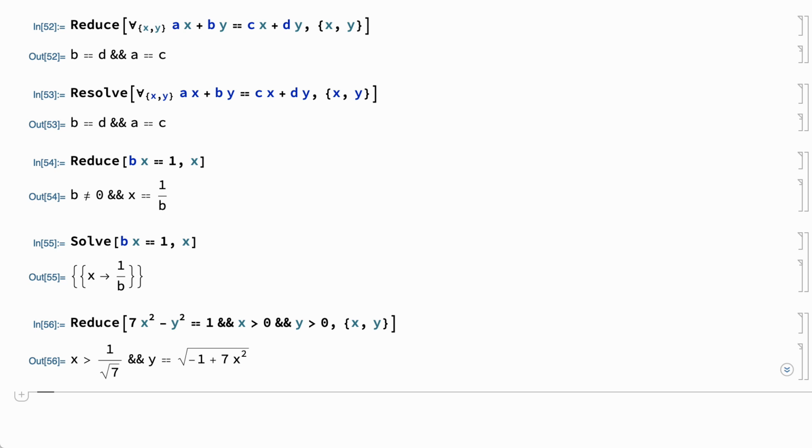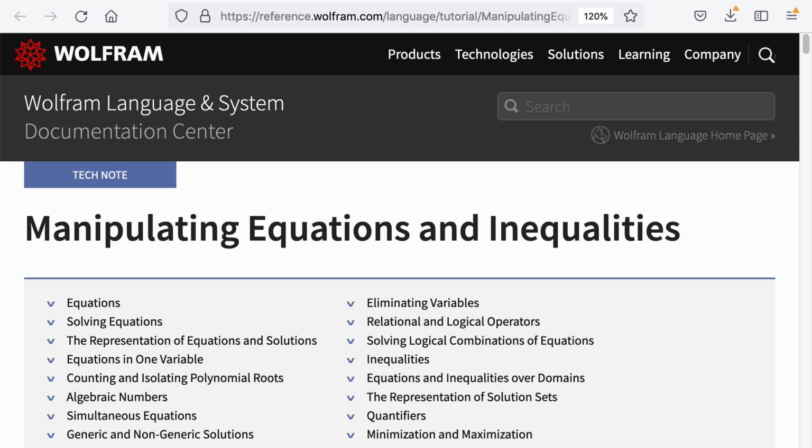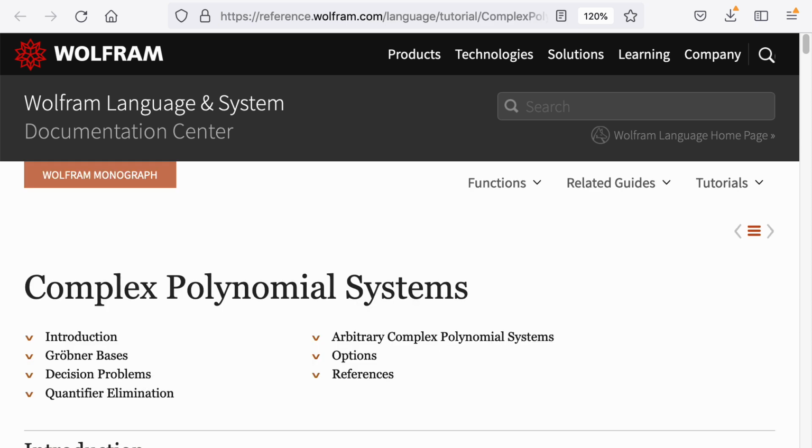General information on solving equations, especially symbolic equations, can be found in the Wolfram documentation in the TechNote on manipulating equations and inequalities. For polynomial equations, there is this page on complex polynomial systems, which describes additional details on functions like Solve and Reduce and a variety of related functions, and includes a more advanced discussion about the low-level mathematics of working with polynomial equations.